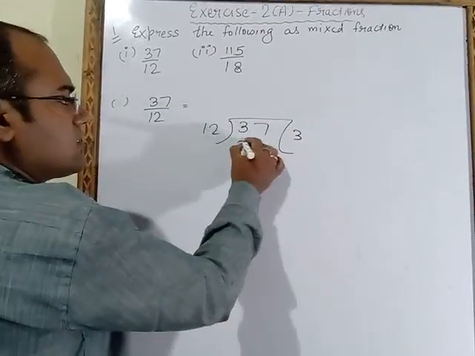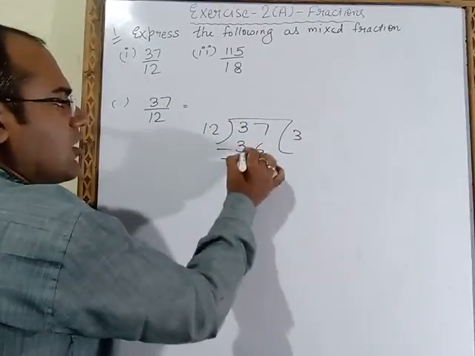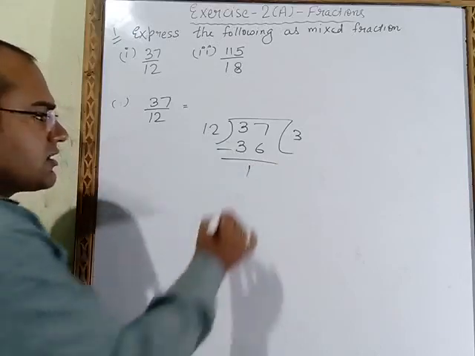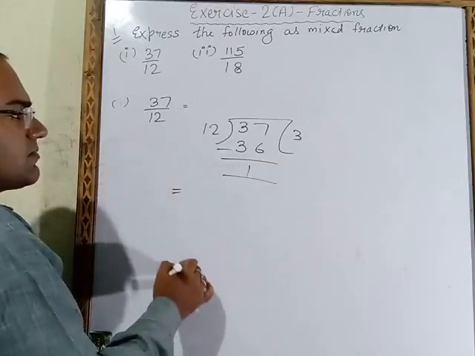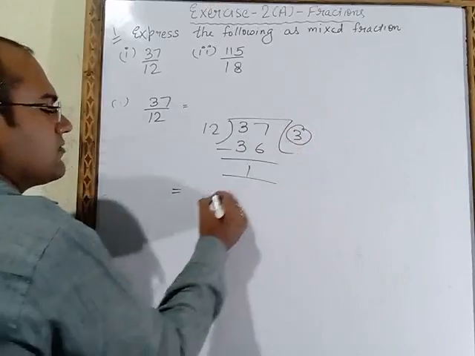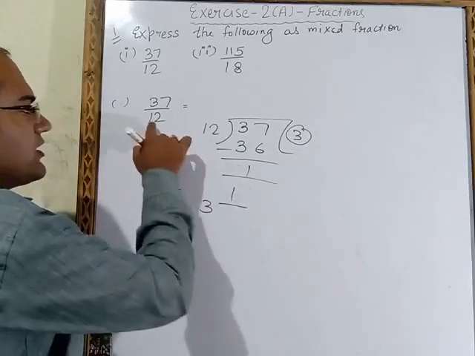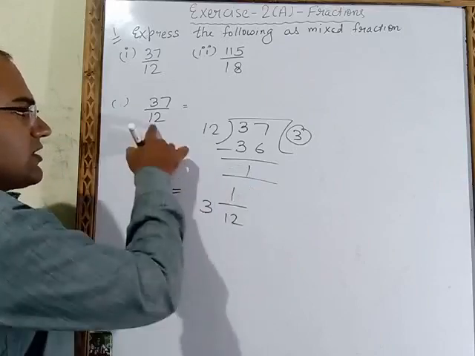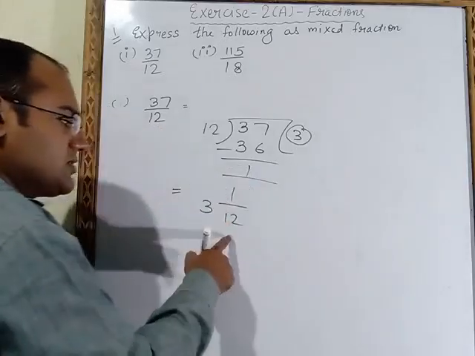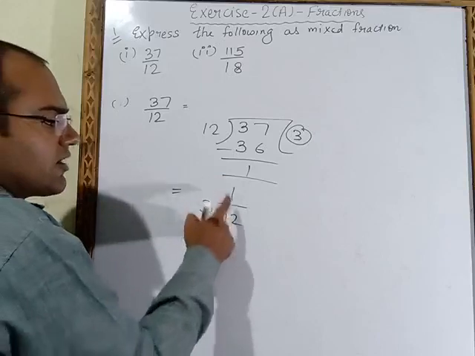12 3 ja 36. Now on subtracting we will get 1. So now we can write the answer. This number we have to write in the whole. Remainder we have to write upside, and in the denominator we have to write same number which is given in the question. In the denominator 12 is there. So we will write it as 3 whole 1 upon 12.